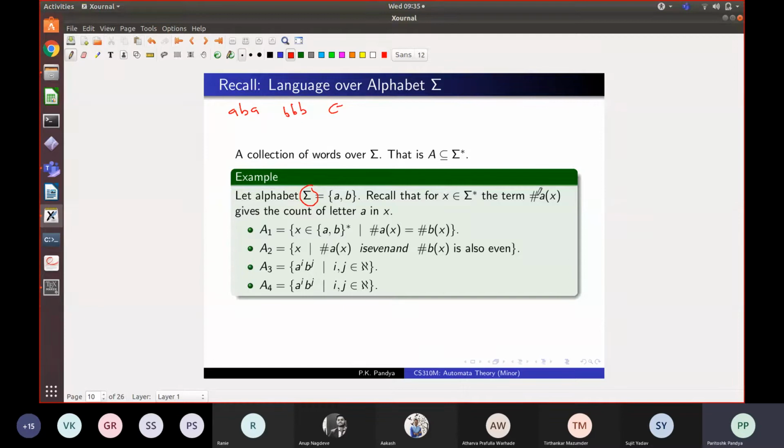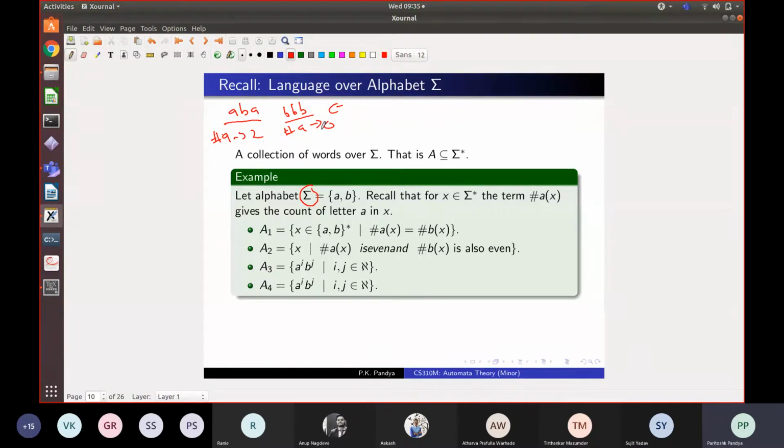Also recall that this hash denotes the count. So hash of A in a word or string X counts the number of occurrences of letter A in X. So in this string, what would be hash of A? It will be 2, right? And in this one, what will be hash of A? It will be 0. Okay, just some notation. So you know all this.